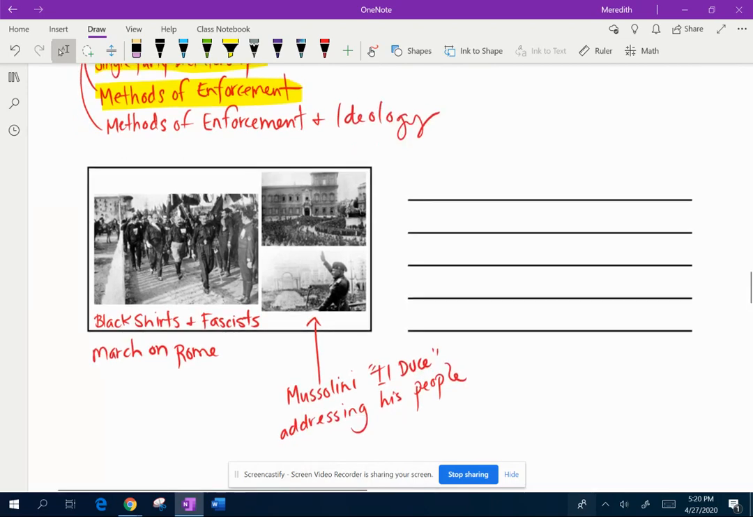So here I've just got a couple of photos of the March on Rome. And so here, I know it's a black and white photo, but they're all in black shirts. Here in the top right, you can see just the crowds of people who are swarming and marching. And then I just thought it would be fun for you guys to see Il Duce addressing his people.